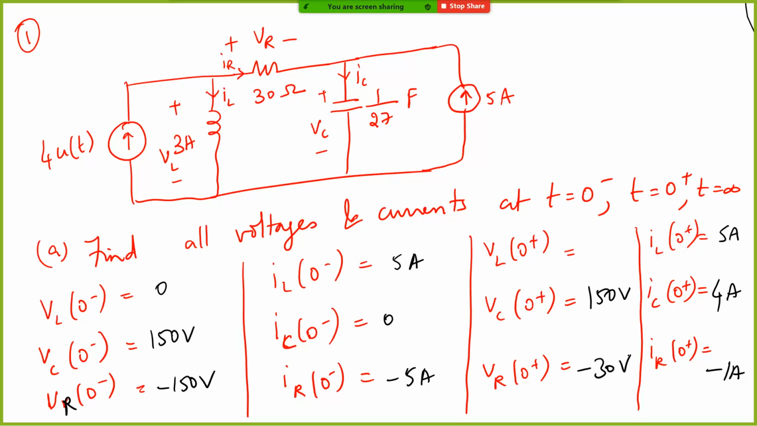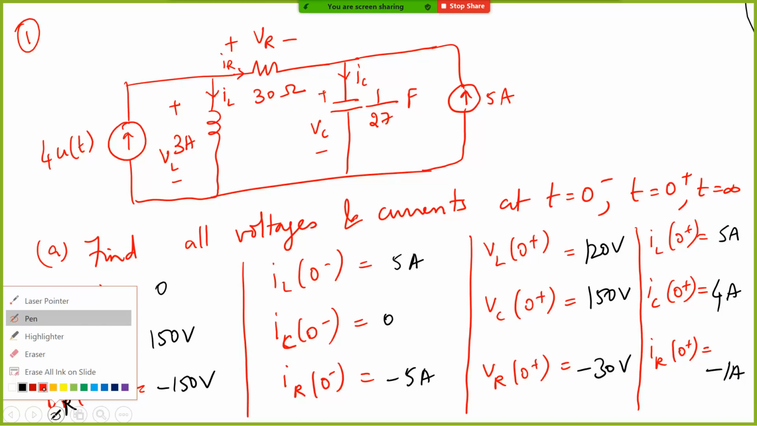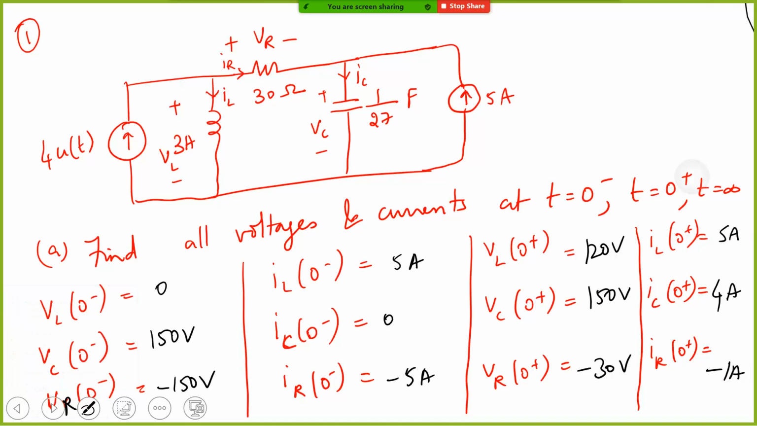So what is VL of 0 plus? It's 120. Okay, good. So let's figure out its value at infinity, the forced response. Let's say VL of infinity, VC of infinity, VR of infinity.